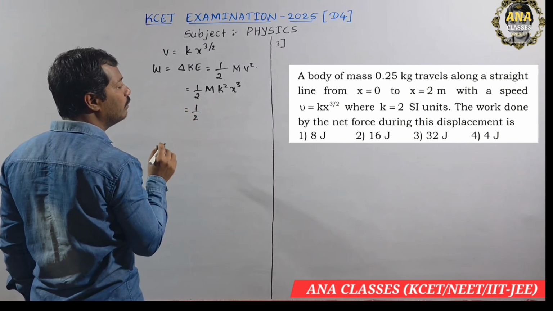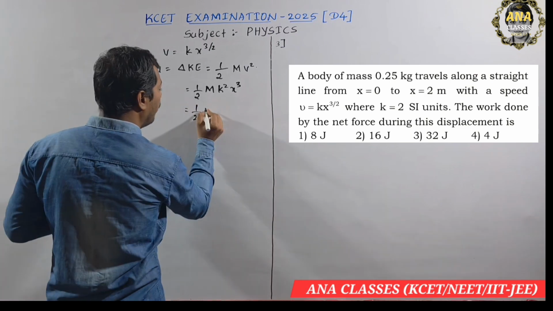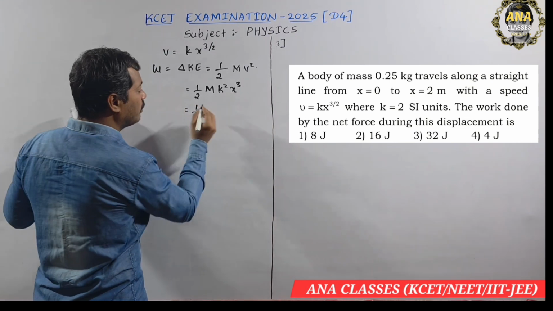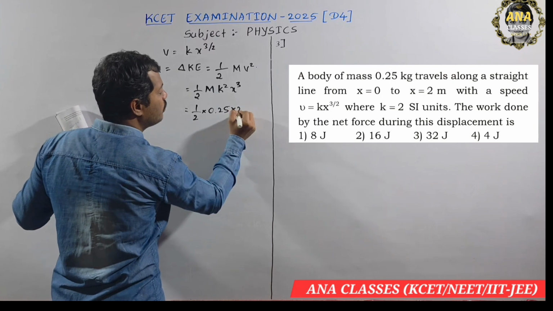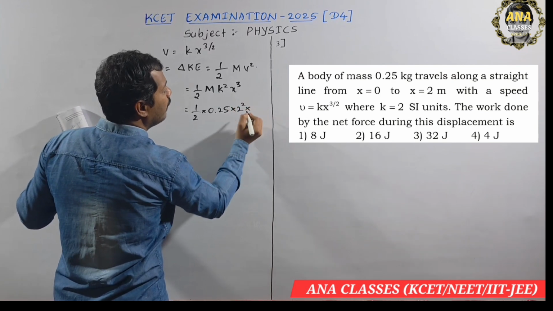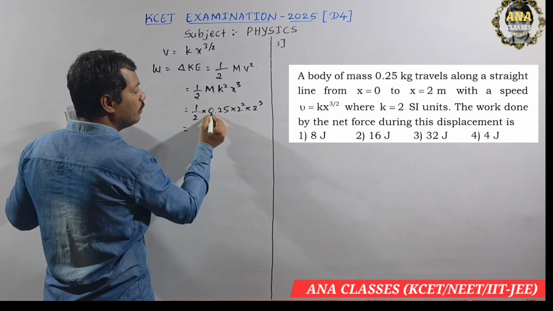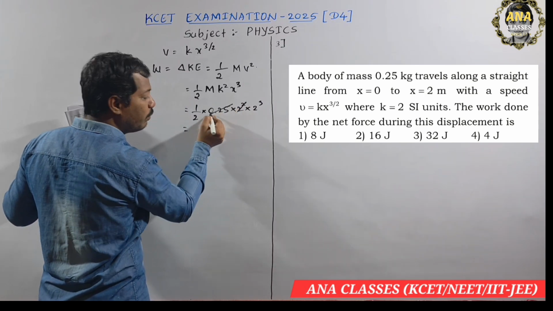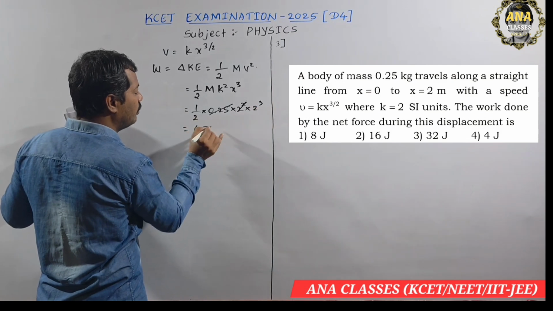By substituting all the values, mass is given. What is the mass of the particle? The mass of the body is 0.25 and k value is 2, so 2 square, and x value is also 2 cube. Total value is here. So 2 square is 4 and 0.25 gets cancelled, and it is 8 divided by 2. Answer is 4 joule.